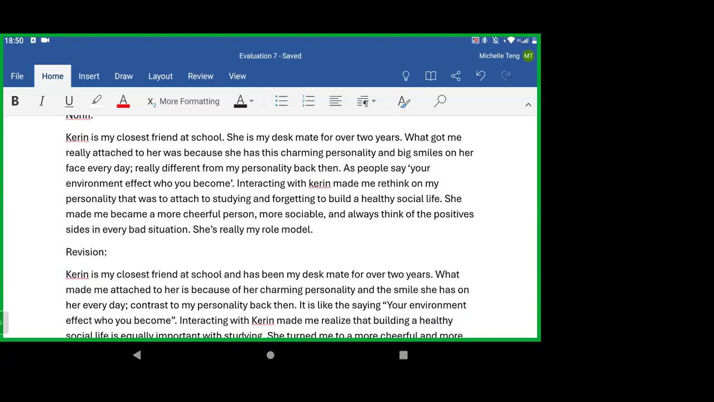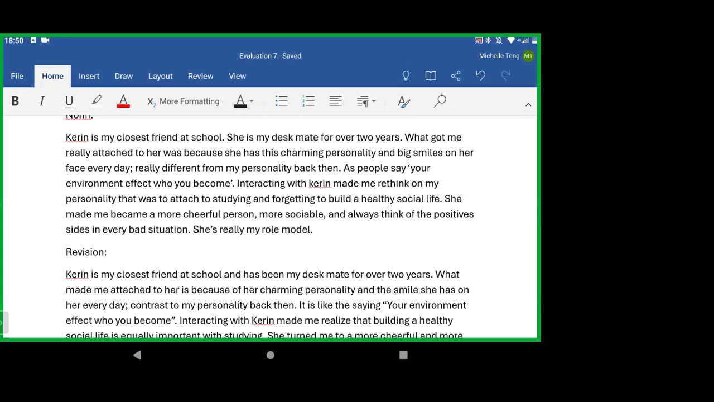Okay, so Karen is my closest friend at school, and she has been my deskmate for over 2 years. Since we are saying over 2 years, and it's still ongoing, it should be present perfect. So has been my deskmate for over 2 years. And I added the word "and" between "school" and "she has been", because I'm trying to make the second part a dependent clause. An independent clause joined with a dependent one makes one longer clause right there.